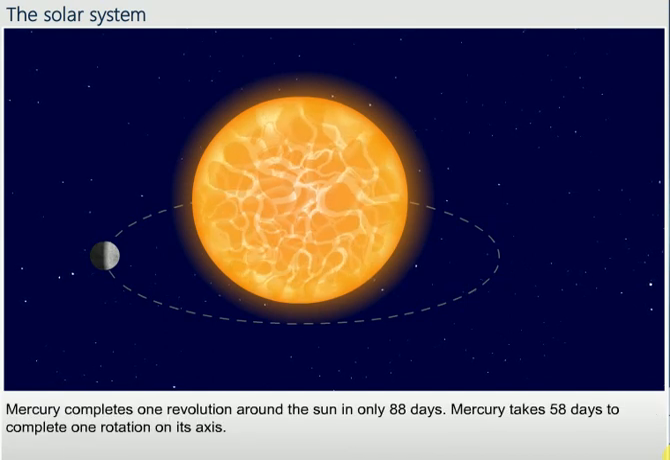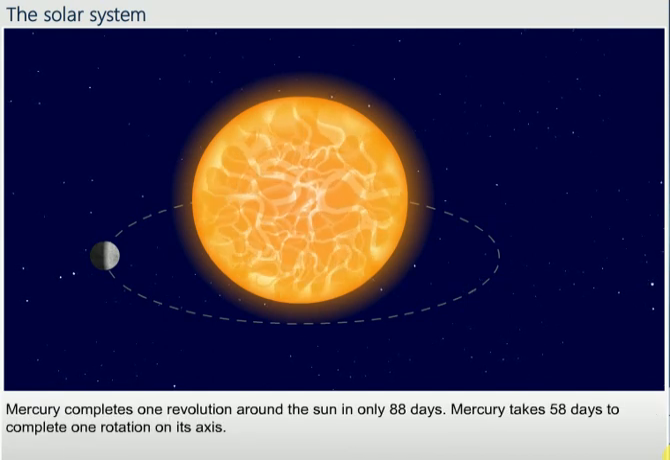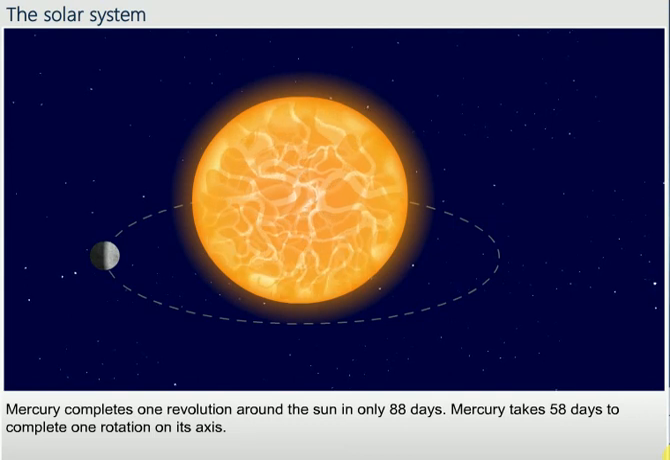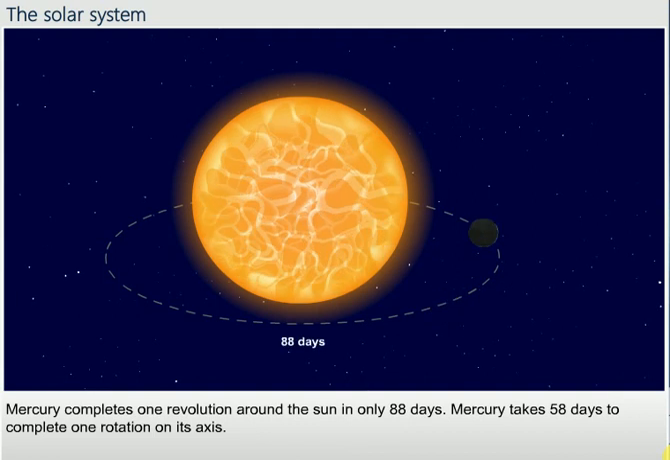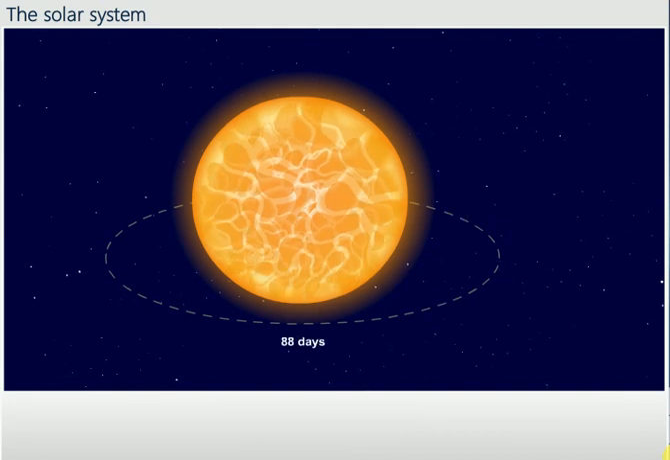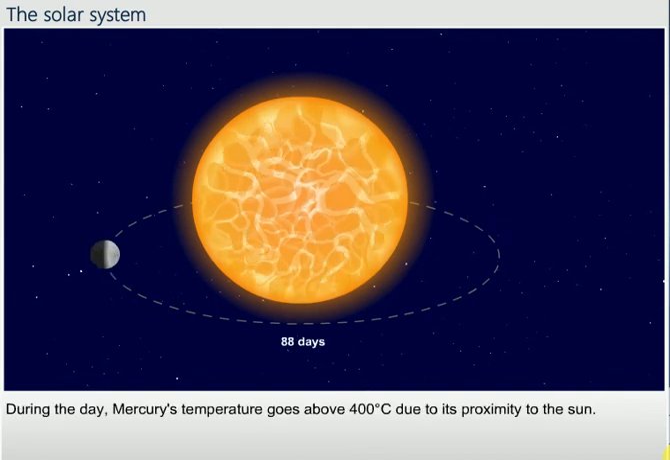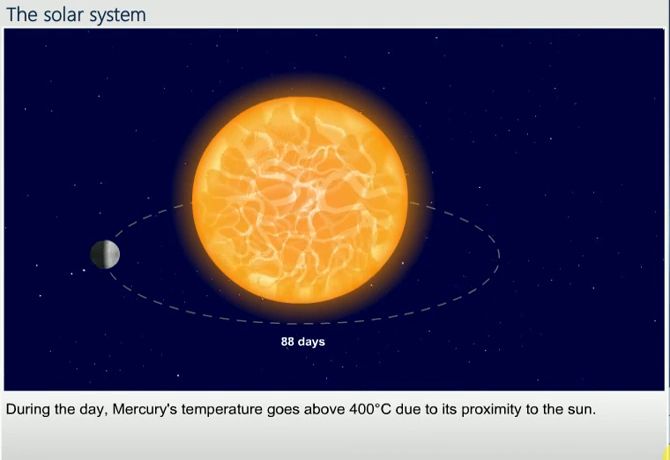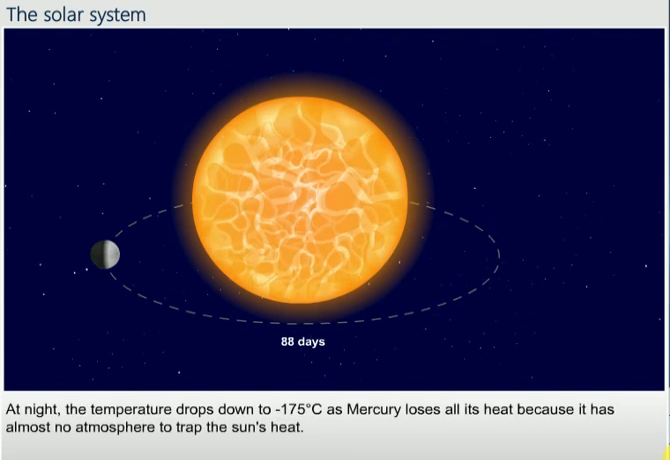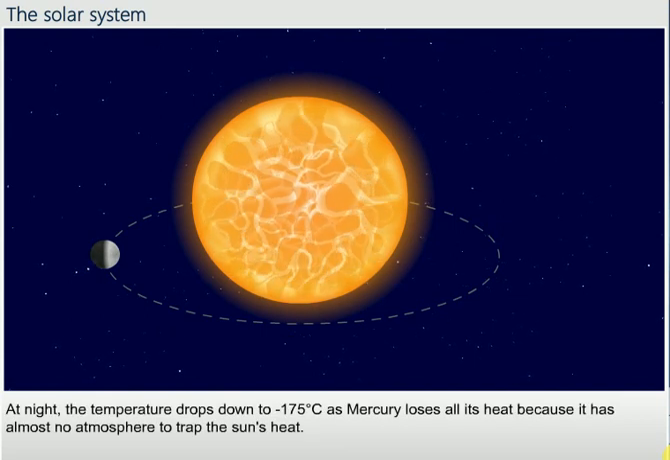During the day, Mercury's temperature goes above 400 degrees Celsius due to its proximity to the Sun. At night, the temperature drops down to minus 175 degrees Celsius as Mercury loses all its heat because it has almost no atmosphere to trap the Sun's heat. Let's go to the next planet of the solar system.